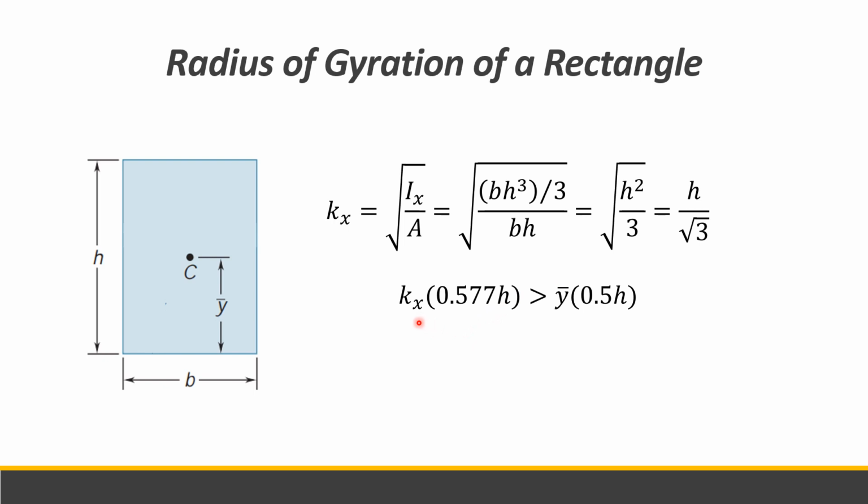So kx is equal to, in decimal form, 1 over square root of 3, which is 0.57h. So this is greater than the y bar, which is 0.5h. So kx is related to the second moment of inertia, and the y bar is related to the first moment. So the radius of gyration is not usually located at the centroid of the area. In the case of a rectangle, it is slightly above the y bar. So that is the radius of gyration of the rectangle.